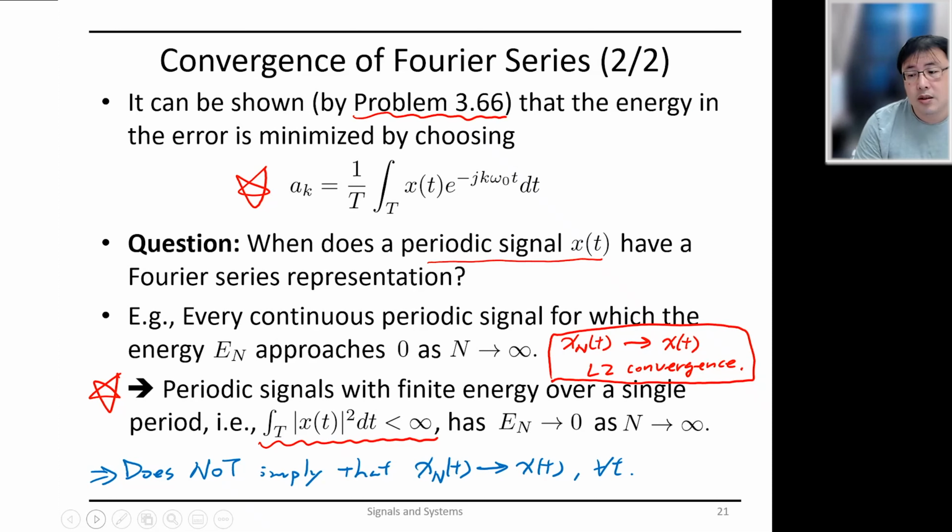Okay. So this is one way of claiming whether or not a Fourier series representation exists for a periodic signal x of t. Okay, and this existence is in the sense of the so-called L2 convergence. Right. Now we can also look at this convergence in the sense of so-called convergence almost everywhere.